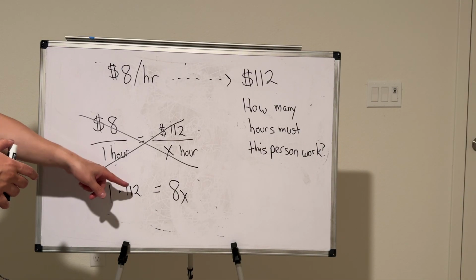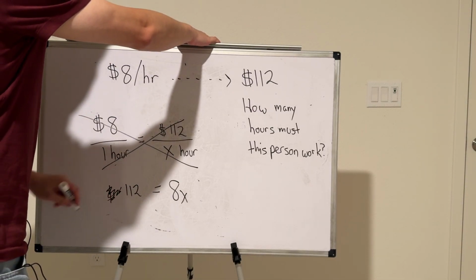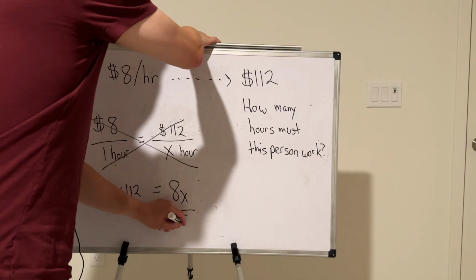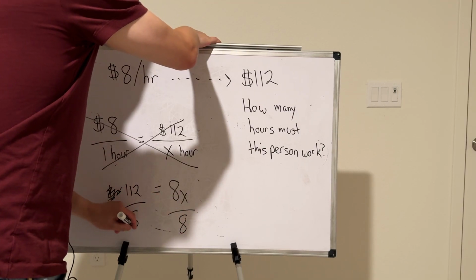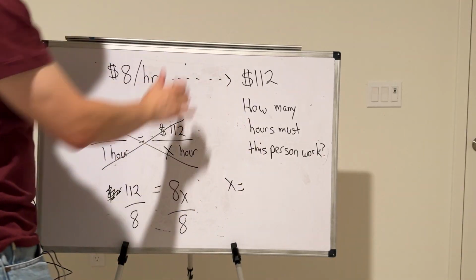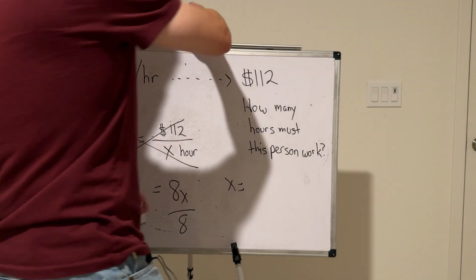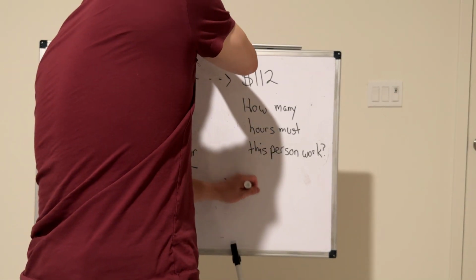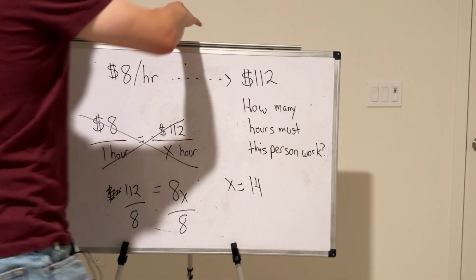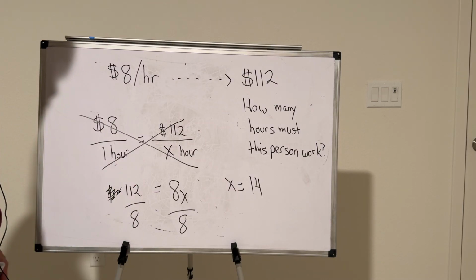So 1 times 112, that should be obvious. It's just 112. I'll scratch that out. Now I need to divide both sides by 8, and what I will end up with is my answer. It looks like that's going to equal 14. So in my calculator, if I go 112 divided by 8, I should get 14 as my answer.